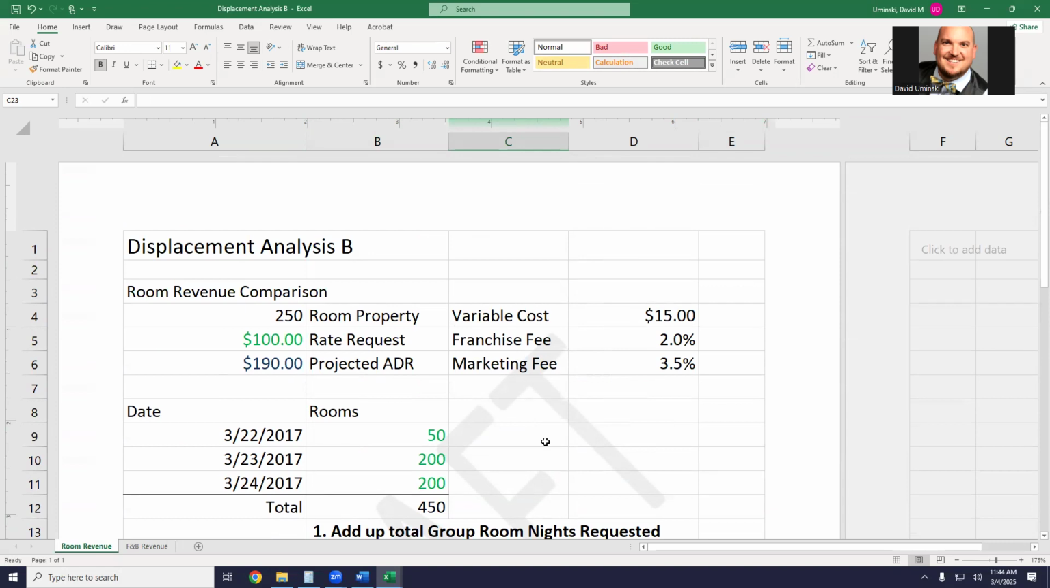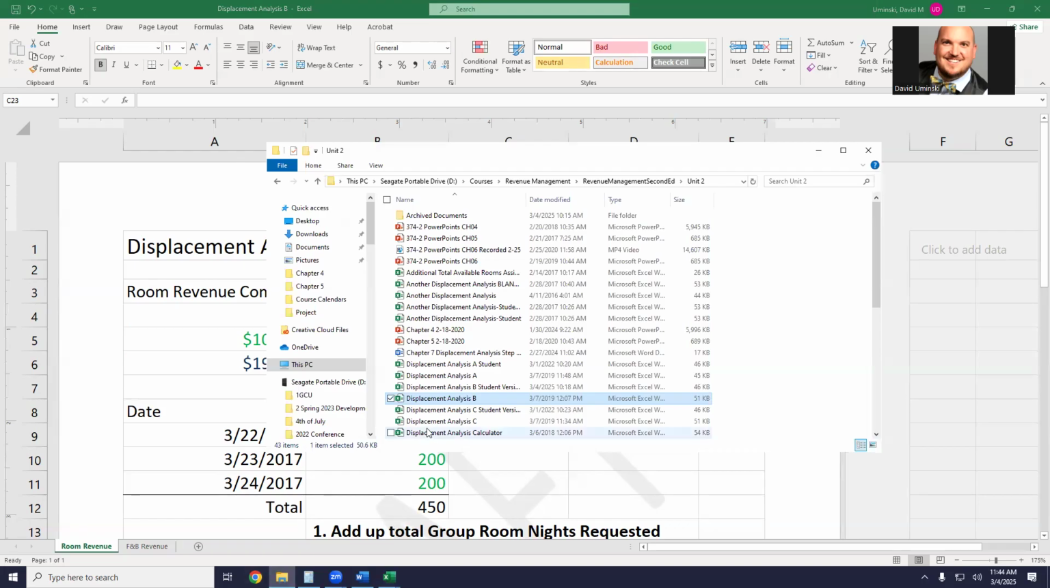Any questions about displacement analysis? Do you guys want to do another whole displacement analysis from start to finish, room and food and beverage? Probably should. Probably should, okay. I agree with you. You probably should. Okay, so let me print out another example for you guys.